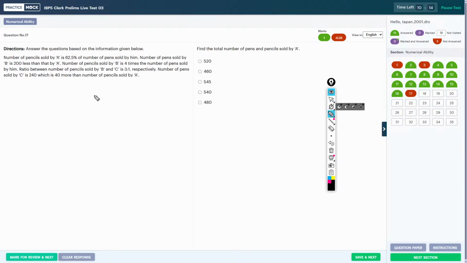Okay, should I do it? Number of pencils sold by A, number of pens by B. So A, B, C, pen and pencil.